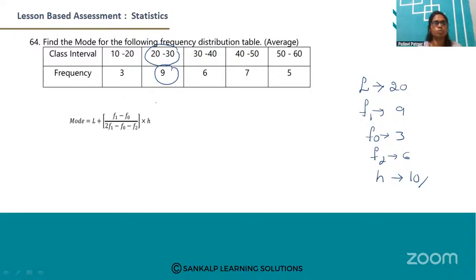Apply the mode formula. The formula for the mode is L plus (F1 minus F0) divided by (2F1 minus F0 minus F2) into h. So here L is 20 plus (9 minus 3) divided by (2 into 9 minus 3 minus 6) into h, where h is 10. So this is equal to 20 plus, 9 minus 3 is 6.